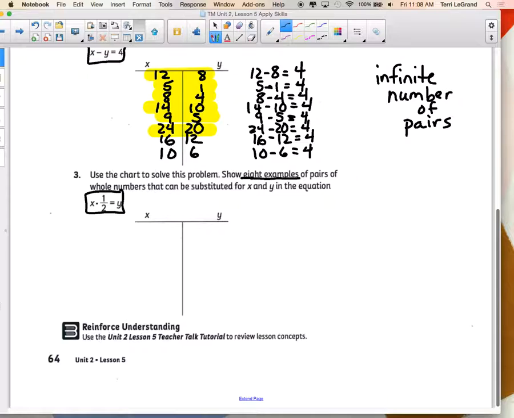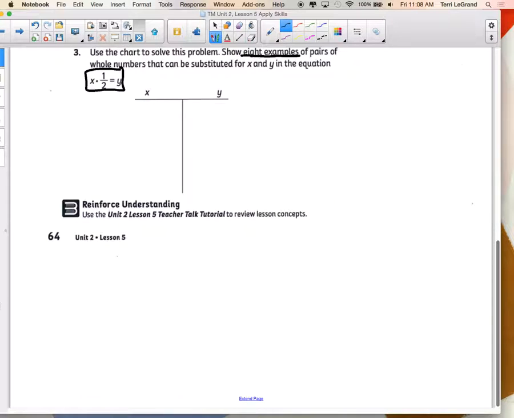No. What is half of 5? 2.5. Is 2.5 a whole number? No. So we pretty much are stuck choosing what kind of numbers? Evens, aren't we? Okay, so let's go. We need 8 even numbers for x. It's that easy. Danny?